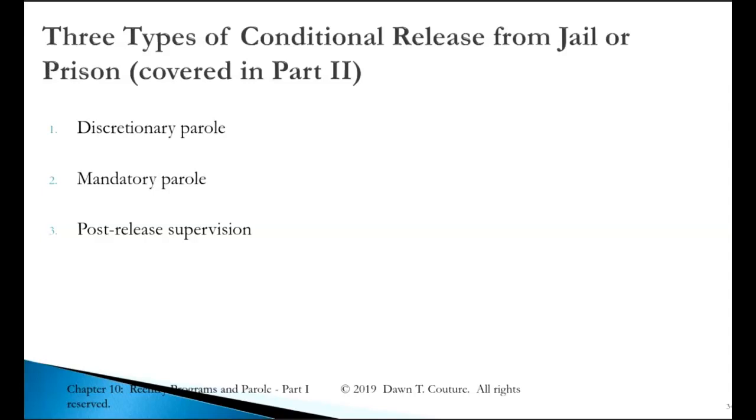By that I mean a person is leaving prison or jail, but they are going to be subject to supervision in the community. Three ways that can happen are discretionary parole, which is what we have in Massachusetts, mandatory parole, which exists in some states, and post-release supervision, which is the federal model and followed by maybe 15 states. I can't remember off the top of my head. So those are the three types of parole that we're going to talk about.